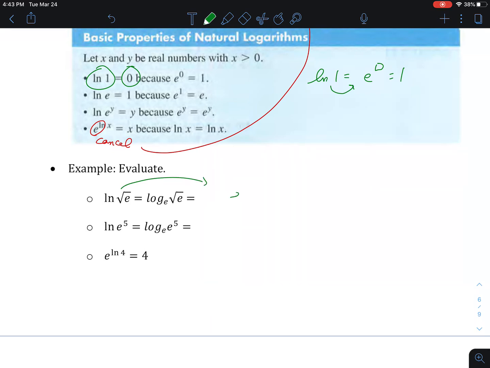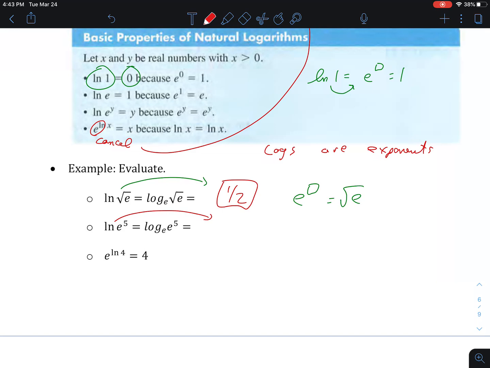I'm going to go like this. ln, we don't see a base, so that means it's e. Like this, e raised to the what is going to give me the radical of e. Just like we saw this example up above with the 10 or the one before. In order to get a radical, my answer is a half. My result is a half. Logs are exponents.